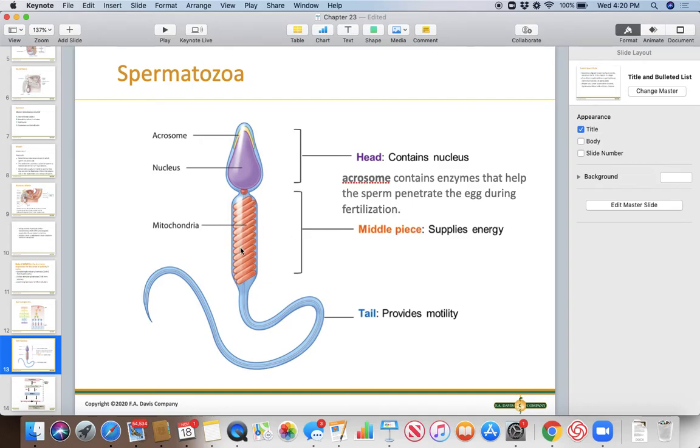The middle piece, you can see it has lots of mitochondria. It supplies energy. It's like the motor. And then the tail is like the propeller, provides motility. You can see there's no steering wheel. That's why we need so many sperm. There might be 300 million sperm in an ejaculation, and only maybe 100 will actually make it to the egg.